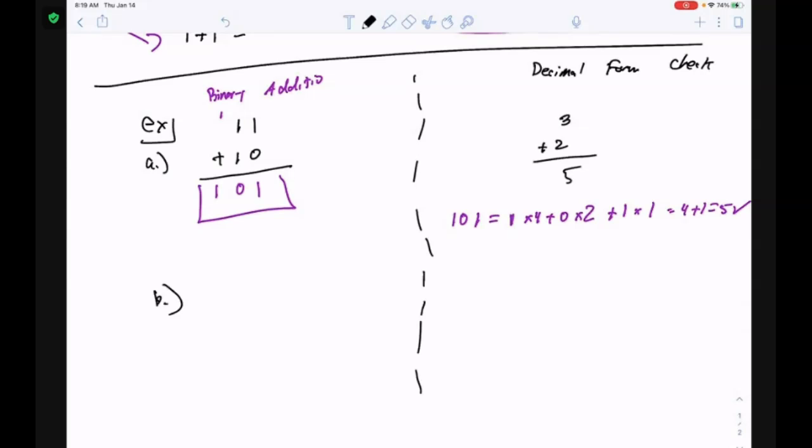Let's do another example. Okay. 1, 0, 0, 1 plus, actually, let me change this one. I want to go right here. There we go, for the purpose of my example. 0, 1, 1, 1.